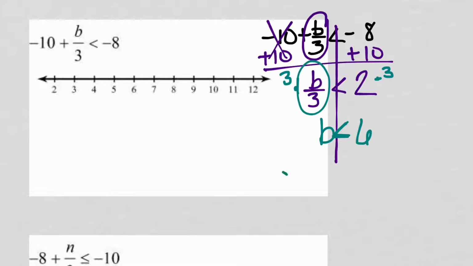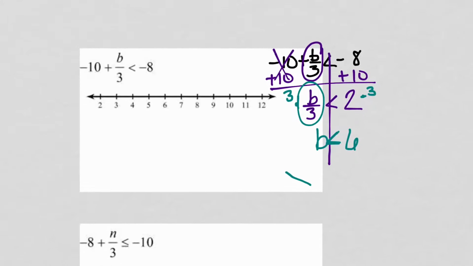So I have b is less than 6, which means I'm going to go to 6 and put my dot. It's an open circle because there's no line underneath that inequality. And then which way is my arrow going? Since b is less than, it has to go towards 5, 4, 3, 2, and 1. And I'm done.